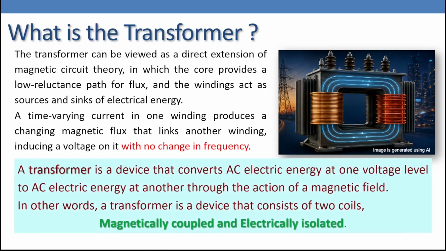In conclusion, a transformer is a device that converts AC electrical energy at one voltage level to AC electrical energy at another through the action of a magnetic field. Or we can say a transformer is a device that consists of two coils, magnetically coupled, electrically isolated.